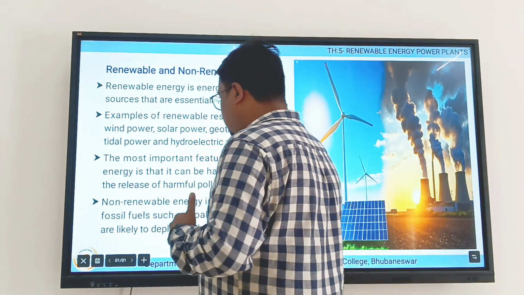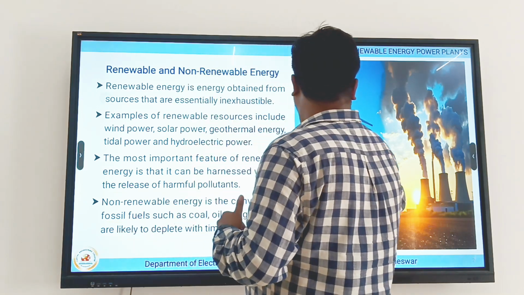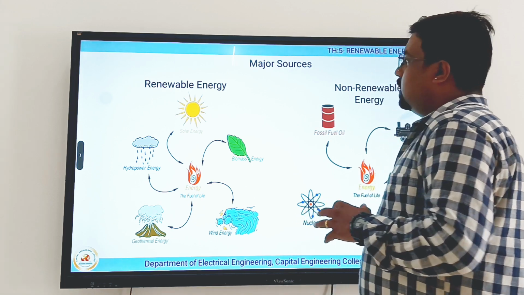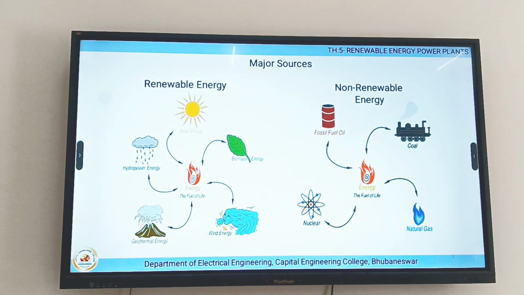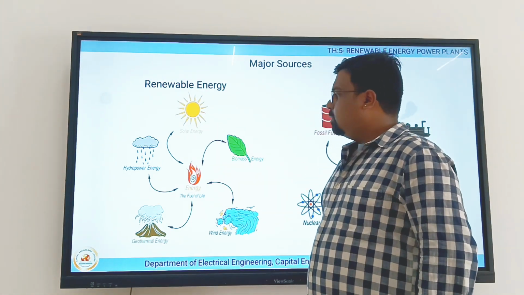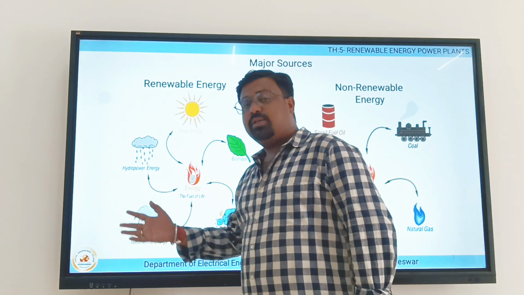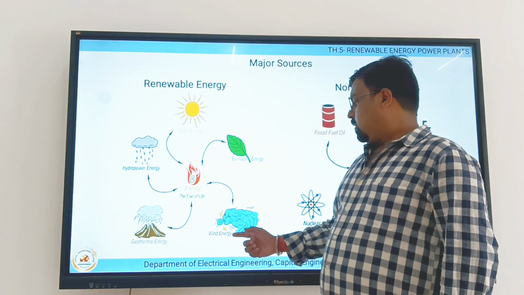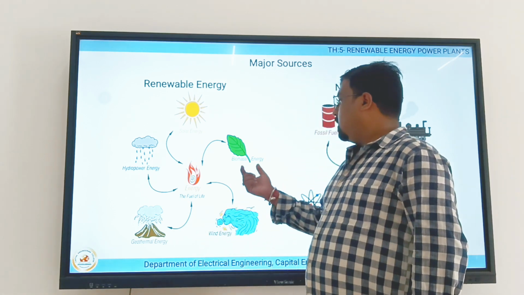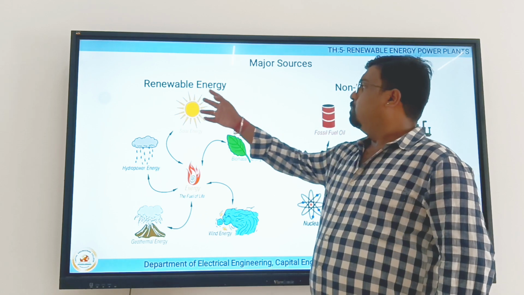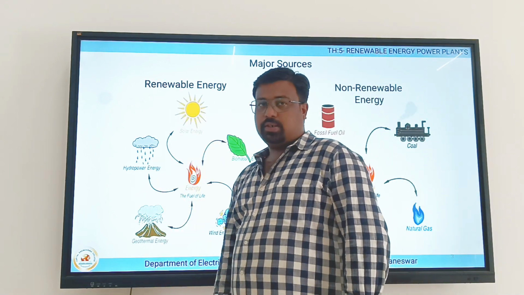So moving to the next slide. See, these are some major sources of renewable energy, which can be summarized as solar energy, hydropower energy, the energy from water, geothermal energy, wind energy, and biomass energy. So these are some major sources of renewable energy.